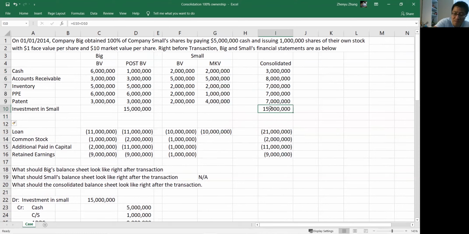If we really look at everything put together, it's 4 million worth. However, how much did Big pay? Big paid, we know, almost 15 million. So they are paying 11 million more. What are they paying for? We don't know yet. What might they be paying for?